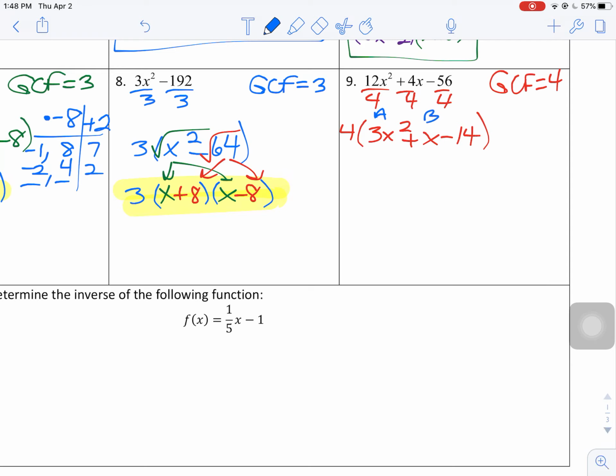So here's a, here's b, here's c. Remember, b is 1. There's an invisible 1 there. So we want to multiply to whatever a times c is, and then we want to add to whatever b is. So 3 times negative 14 is negative 42, and then the b value is 1.